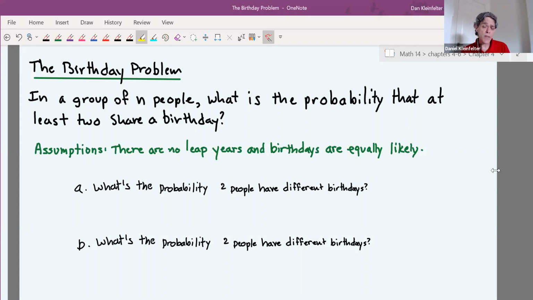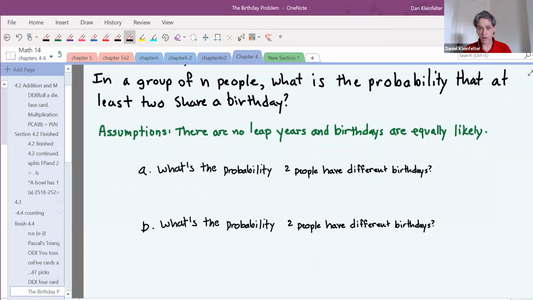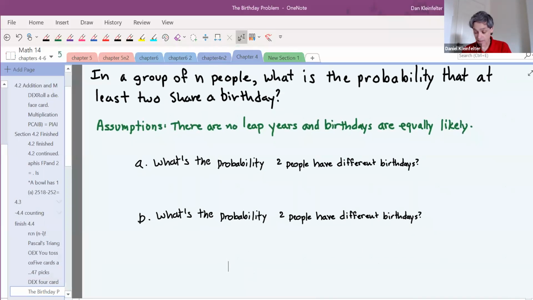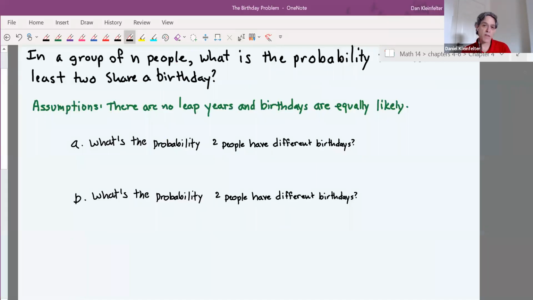There's a couple of assumptions we're going to make when we calculate this. One is that there's no leap years. Leap years are going to make things really complicated, so we're going to just ignore that. And then secondly, we're going to assume that birthdays are equally likely, which probably is not true. Maybe more people are born in November, but for the purposes of this example, we're going to assume that birthdays are all equally likely and there's no leap years.